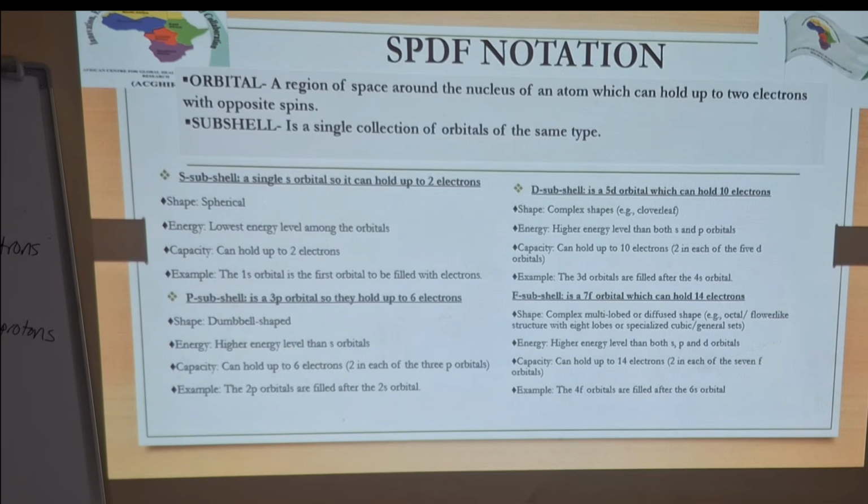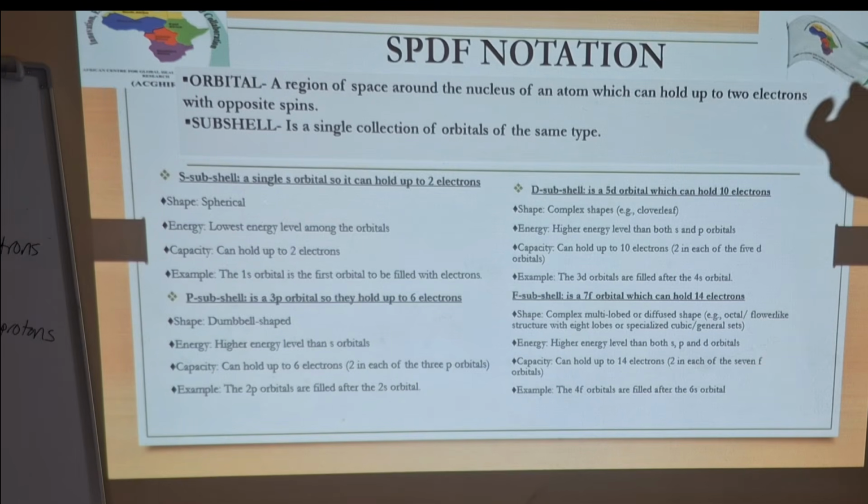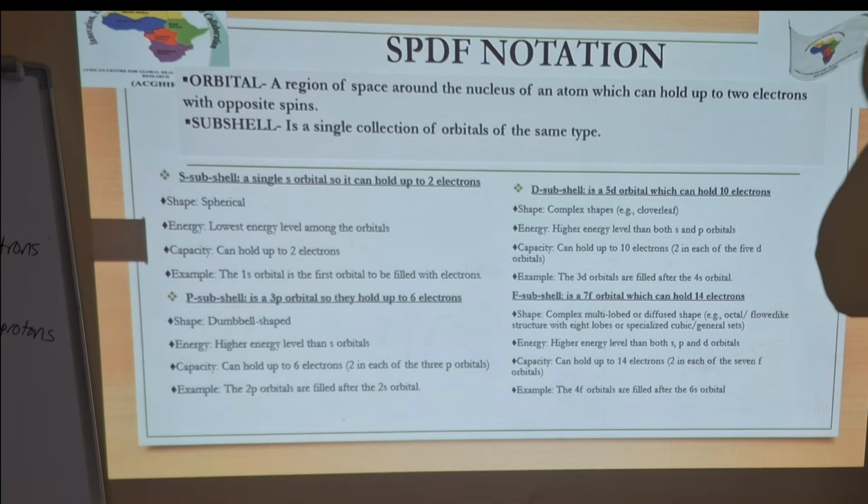The s subshell is a single s orbital which can hold up to 2 electrons. The shape is spherical, as we have alluded to earlier on. The energy is the lowest energy level among the orbitals. Capacity: it can hold up to 2 electrons. Example, the 1s orbital is the first orbital to be filled with electrons.